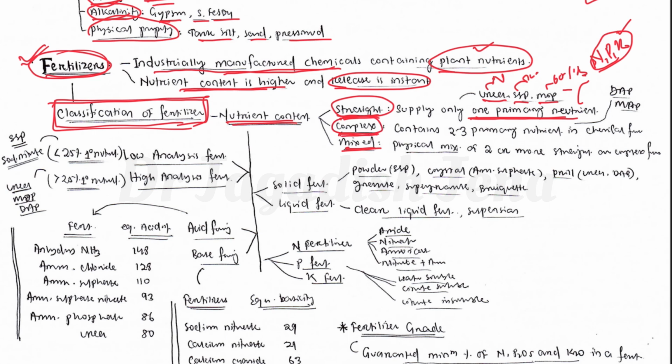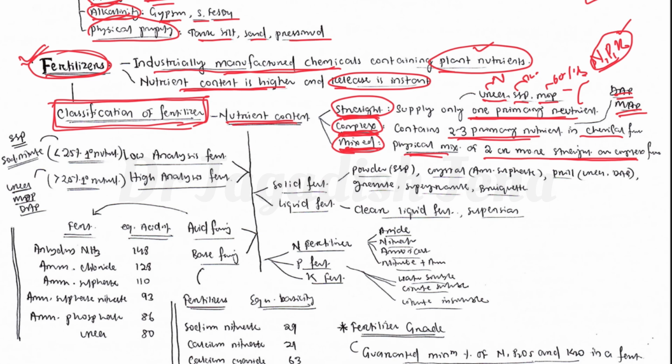Then complex fertilizer. Complex fertilizers are those fertilizers which contain two or more primary nutrients in chemical form. If we're talking about DAP and MAP, both contain nitrogen and phosphorus, so they are called complex fertilizers. Now mixed fertilizer is not manufactured as having two or more nutrients, but it is the physical mixture of two or more straight fertilizers or complex fertilizers. That physical mixing of fertilizers is called mixed fertilizer.